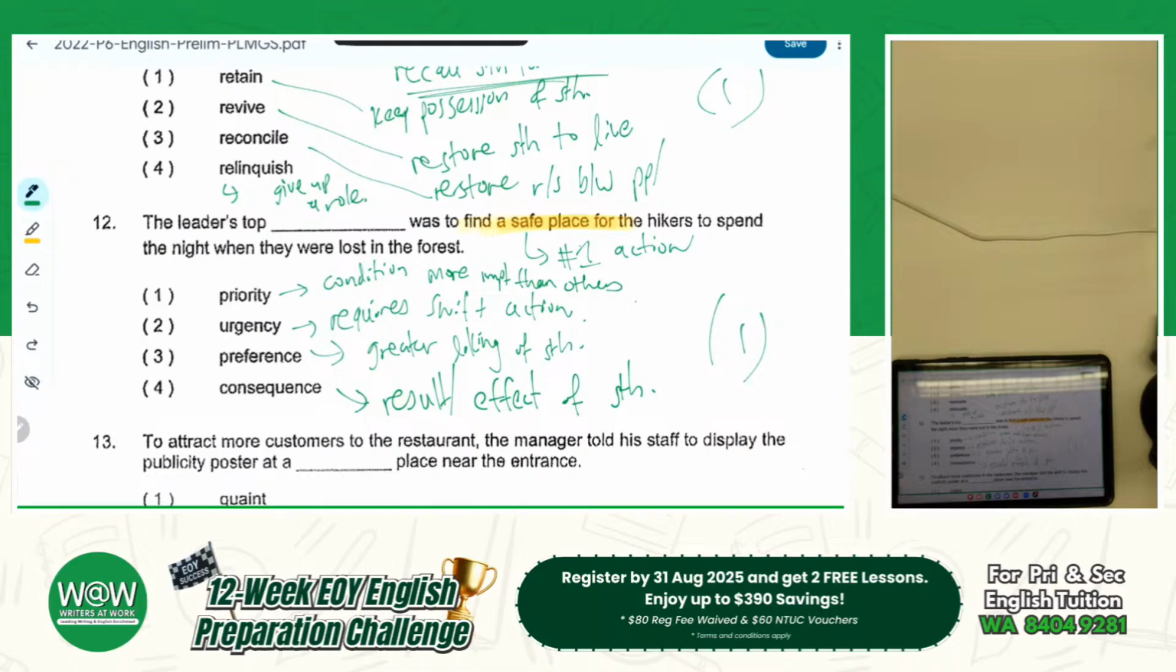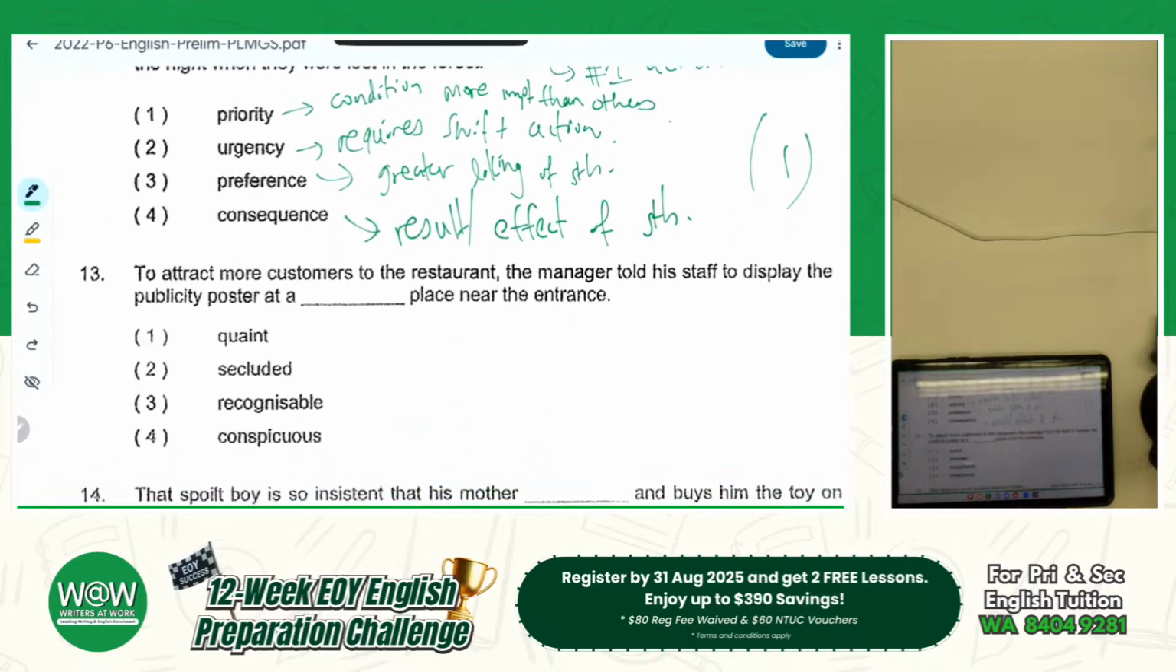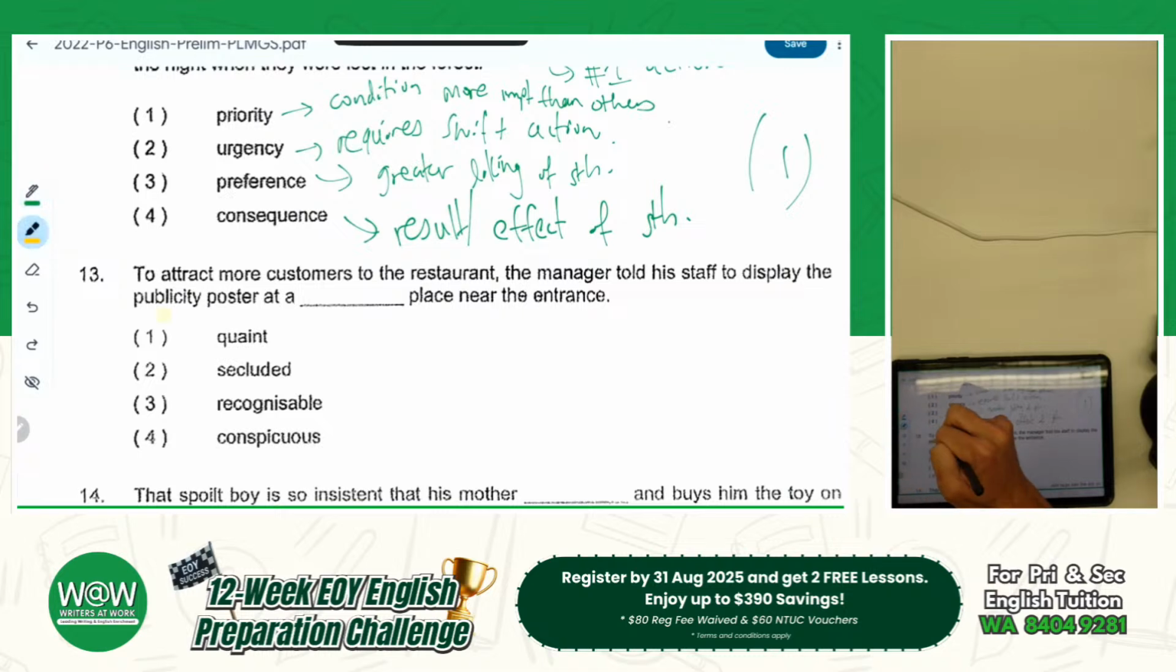All right. If there are no further questions, then let's move on to number 13. To attract more customers to the restaurant, the manager told his staff to display the publicity poster at a dash place near the entrance. Okay, so the publicity poster here means that you want a lot of people to see. Am I right? So with that in mind, let's take a look at the options.